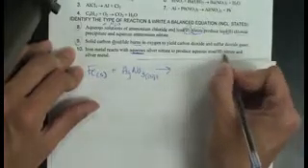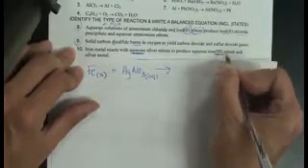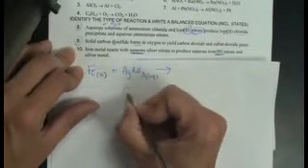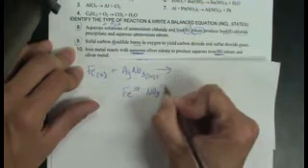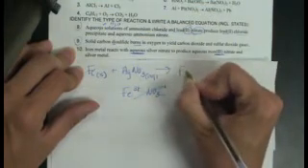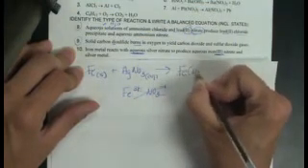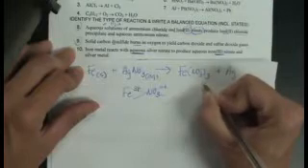Produces, gives me my arrow, aqueous, iron 3. So this tells me the oxidation number. So we know that this is going to be Fe3+. We know that nitrate is a -1, right? If we cross these, we get Fe(NO3)3. And silver metal. So this is aqueous, and this is a solid.